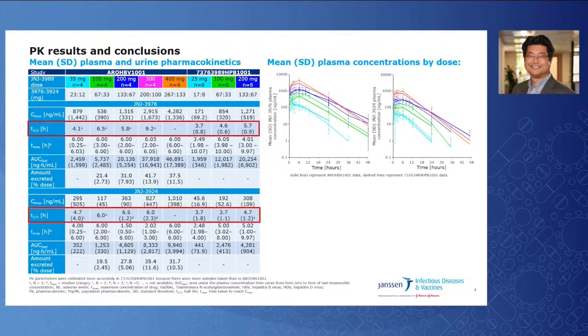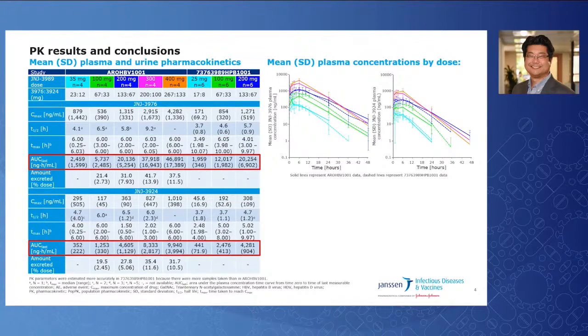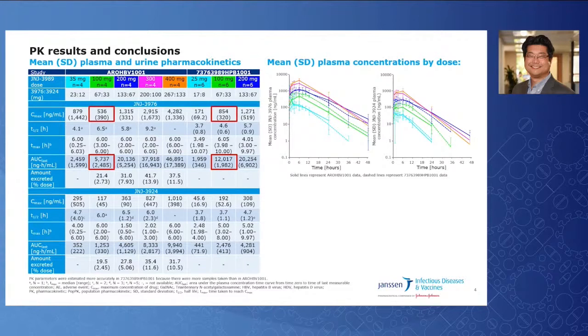In general, plasma half-life was 4 to 6 hours for both compounds. In general, exposure increased in a dose proportional manner up to 300 milligrams. At 400 milligrams, it was less than dose proportional. When comparing the 2 studies, Japanese subjects at the 100 milligram dose appeared to have higher Cmax and AUC relative to the non-Japanese in ARO-HBV 1001. At the 200 milligram dose, both Cmax and AUC were comparable.